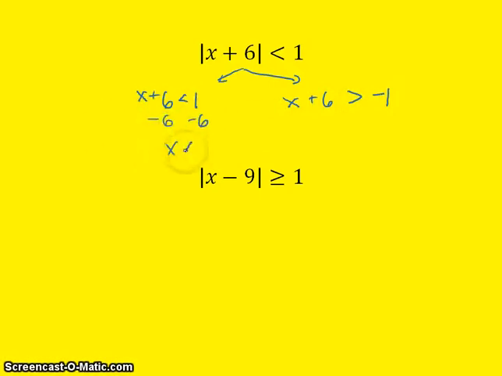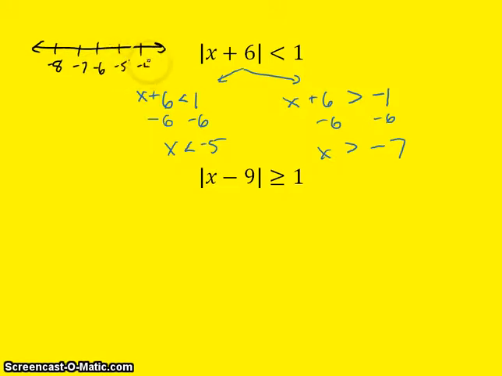Subtract 6. So x is less than -5. Minus 6, minus 6. And x is greater than -7. So if I were to draw a number line graph of that, open circle at -5, and it's less than that. And open circle at -7, and it's greater than. So I'm going to shade in between.